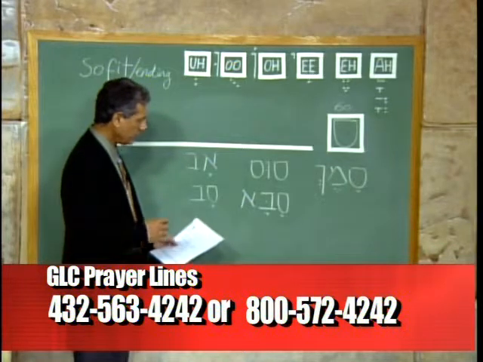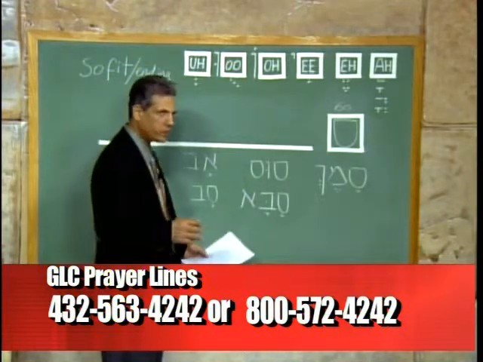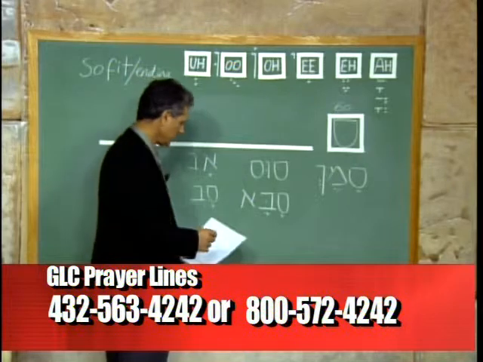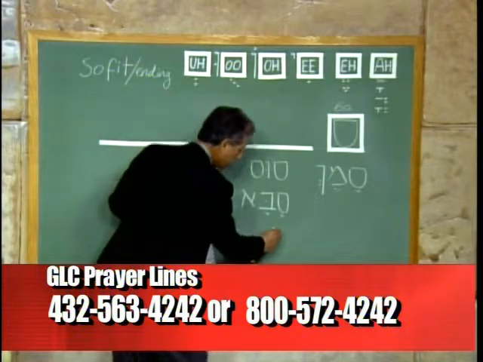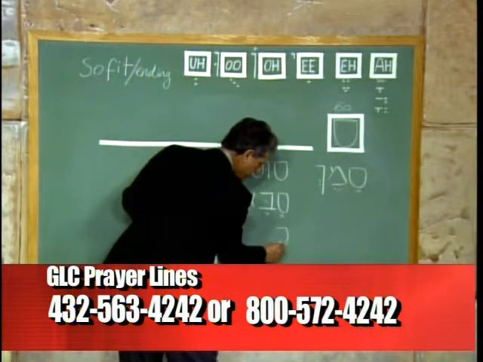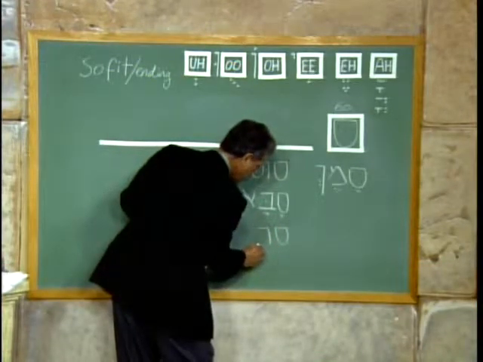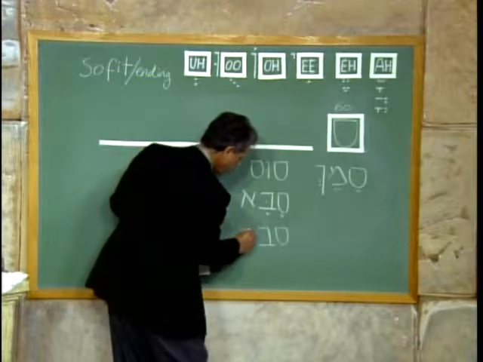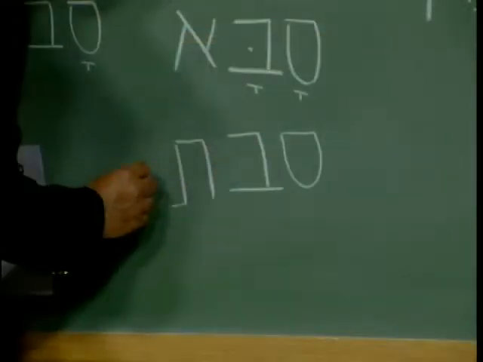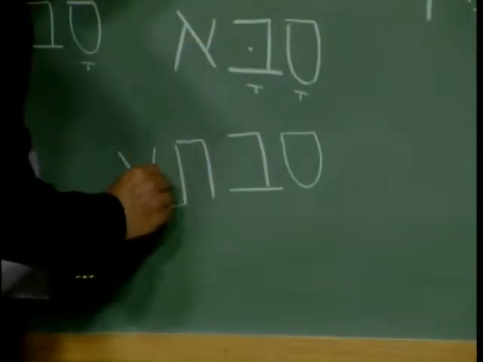Just to continue in this vein, the word for a grandmother is Savta. And it's written this way: Samech, Bet, Tav, and an Aleph.